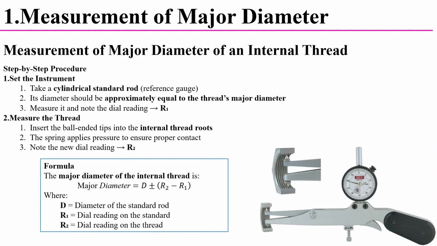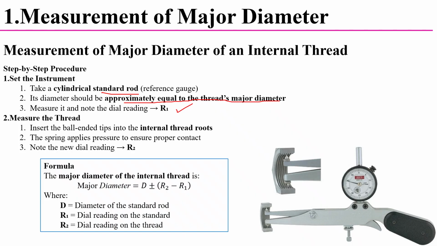Next we look at the procedure to determine the major diameter of the internal thread by using the thread comparator. First is to set the instrument. We take a cylindrical standard rod whose diameter should be approximately equal to the thread's major diameter. After that, we measure this cylindrical standard rod and note down the reading as R1. The next step is to measure the thread.